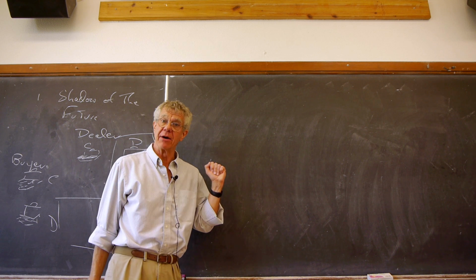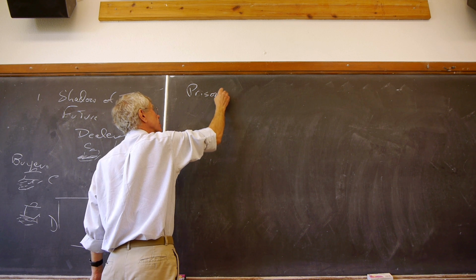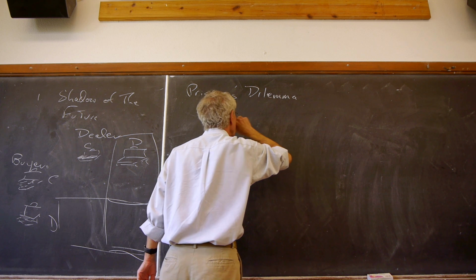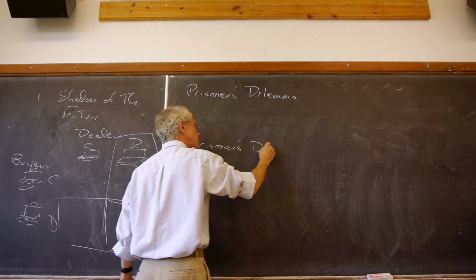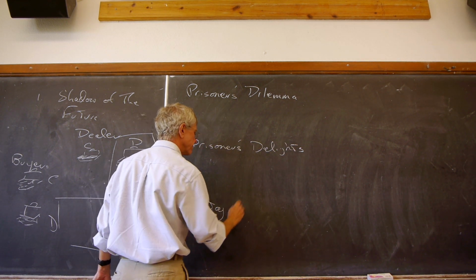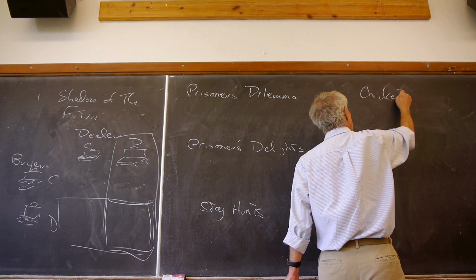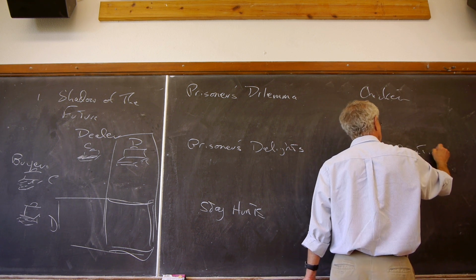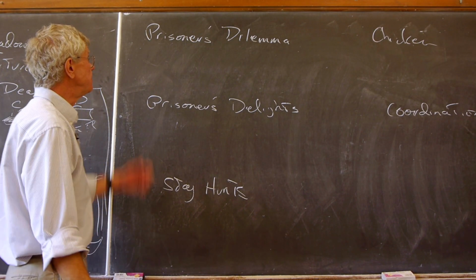Here's a way of thinking about how to do this sort of thing. We've talked about prisoner's dilemmas, which are the most commonly dealt with problem in game theory. We've talked about prisoner's delights. We've talked about stag hunts. We've talked about games of chicken. And we've talked about simple coordination games. So let's think for a moment about what each of those involves.